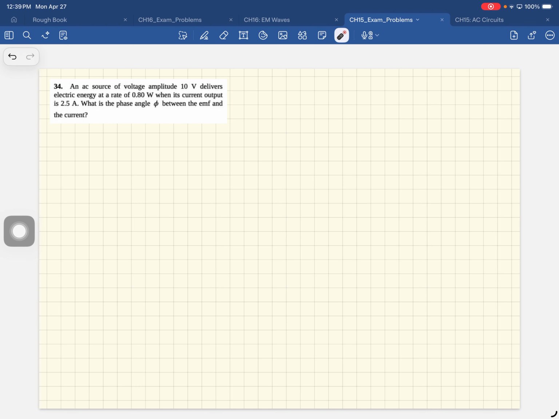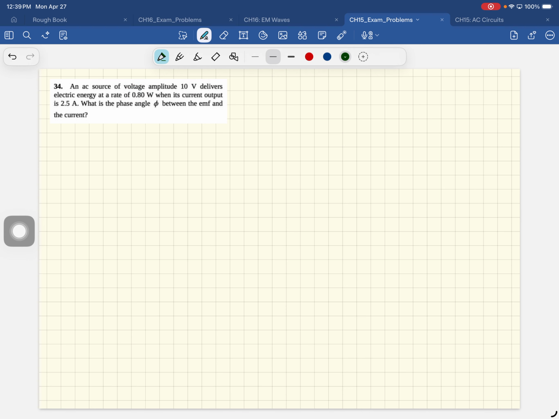So this problem says an AC source of voltage amplitude 10 volts delivers electrical energy at the rate of 0.8 watts when its current output is 2.5 amps. What is the phase angle between the EMF and the current? Okay, so the amplitude is 10 volts, and that's the power.